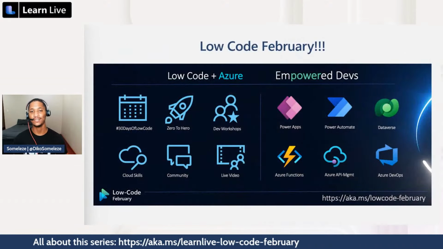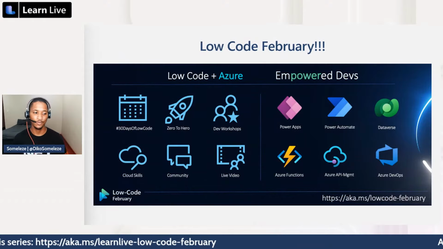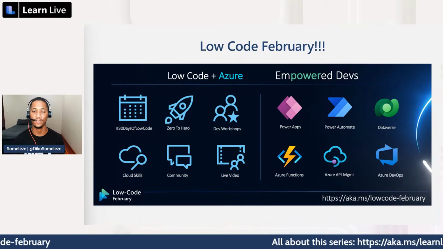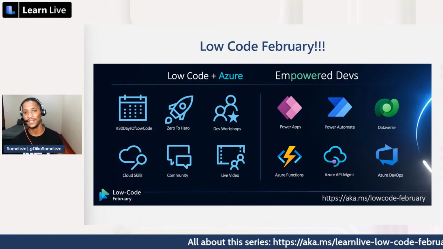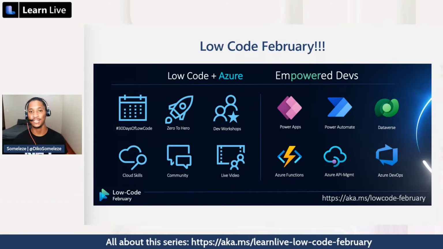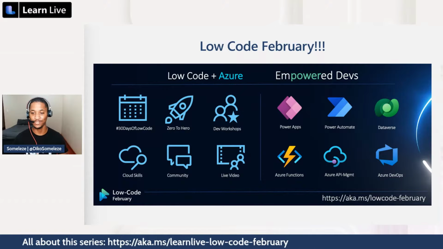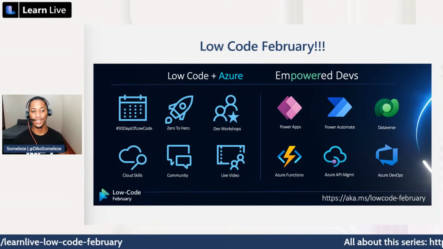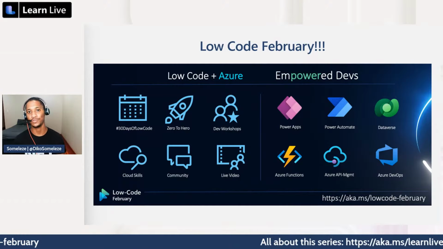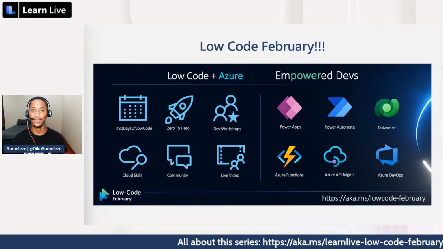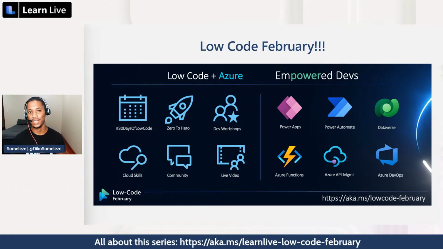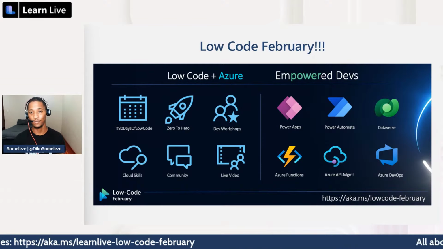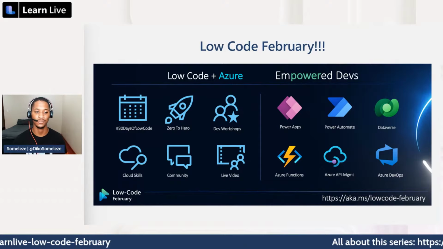Last but not least, we know that it's February, and what we have for February is Low Code February, where we go through all these different kinds of series that touch on low code development. But it's not just low code development, it's low code plus Azure, where we have 30 days of low code. You go through the different kinds of materials for low code development. We take you from zero to hero, and there are different kinds of workshops, dev workshops, similar to the one that we're doing today.